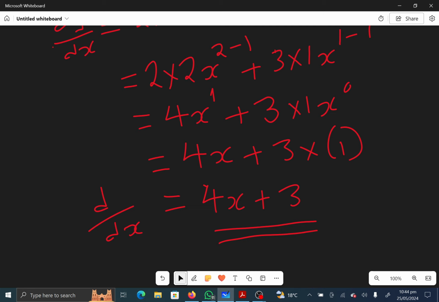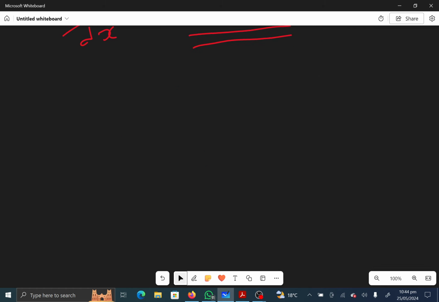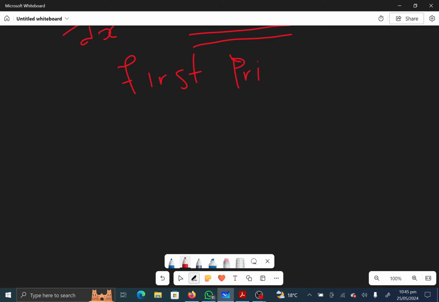We now go into the second method, which is the first principle. We differentiate the same equation above using the first principle of differentiation. So now we are considering the first principle.